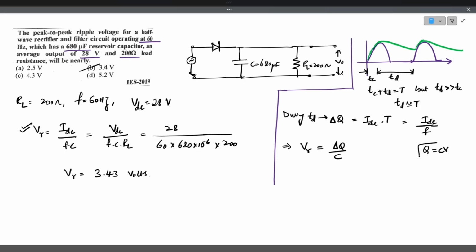This is the standard formula that we have from network theory. From this, if you see, the ripple voltage is nothing but the change in the charge in the capacitor per capacitance. So the ripple voltage is equal to delta Q by C, which is IDC divided by FC, which can also be equal to VDC divided by F dot C dot R. This is the derivation of this formula.